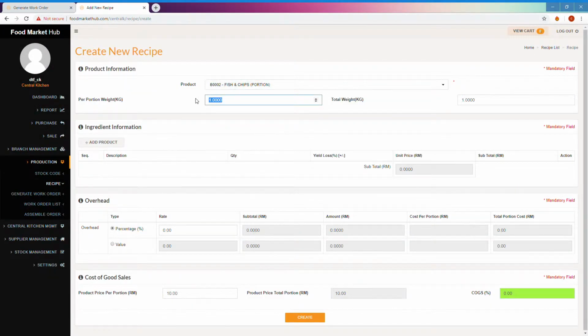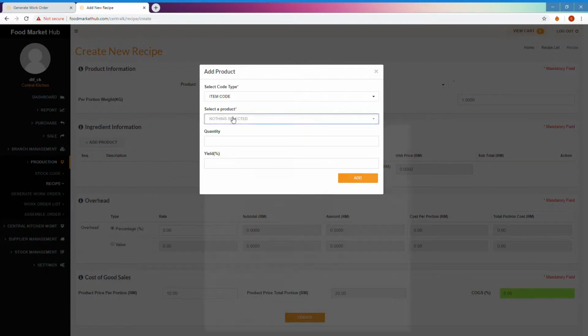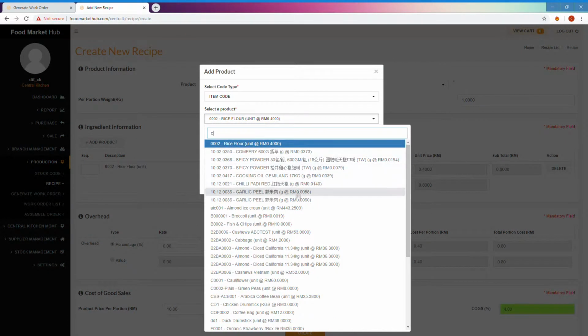Next, central kitchen can set up a new recipe by inputting the recipe information, such as ingredient information, overhead and cost of goods sales.